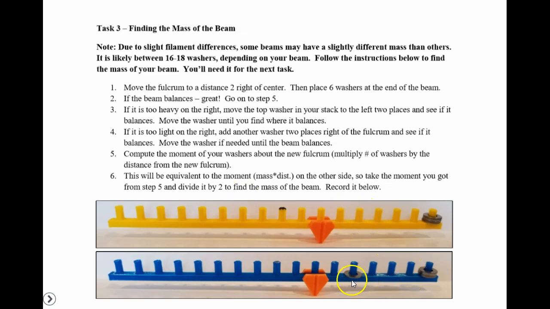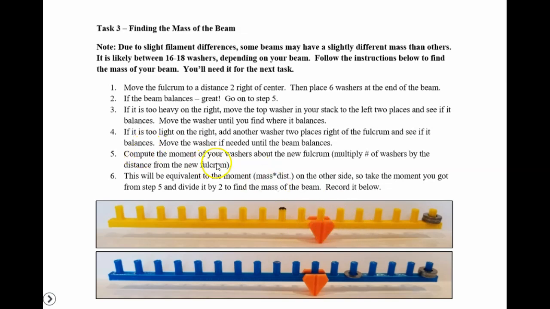That's like this blue one, where we've taken this top washer and moved it over, so it's only 2 away instead of 6 away. If it's too light for some reason, say this end is still going down on the left and this side is up on the right, then you'll just need to take one more washer and start putting it at maybe 2 or at 4 until it balances. So go ahead and try that until you get yours to balance out.